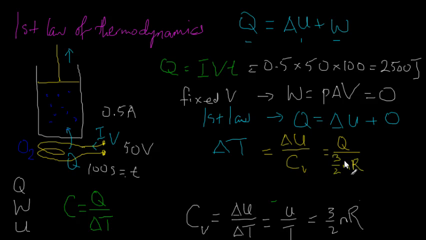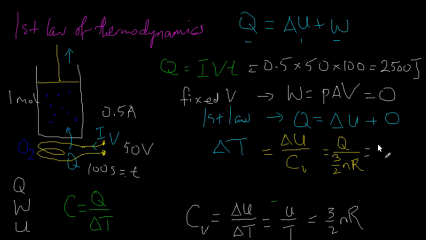Okay, now I need some numbers. Q we know is 2,500. R, the universal gas constant, is 8.31, and N is the number of moles. Now I've not got that yet, so let me say, for example, that there is 1 mole of oxygen gas here, 1 mole. So that means N is 1. So this allows us now to find an answer.